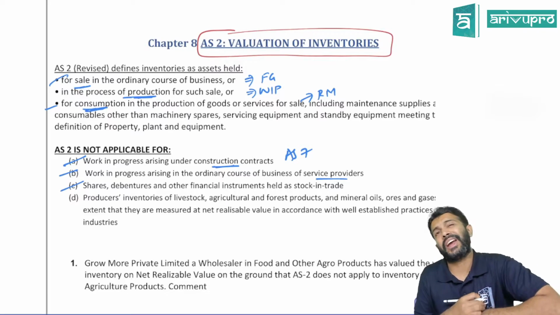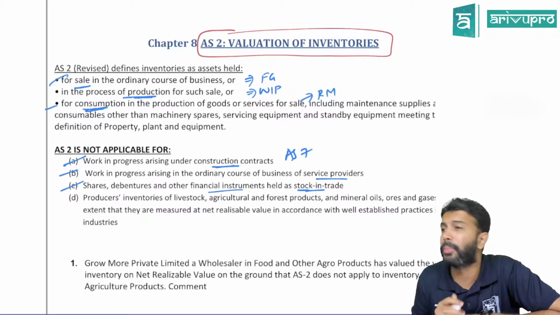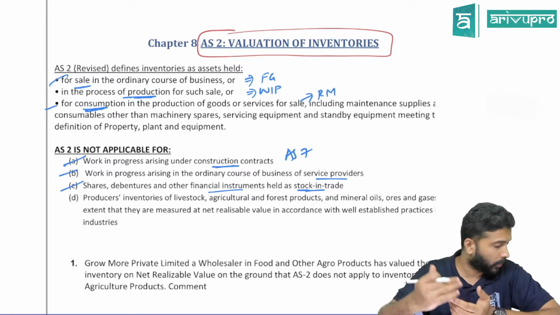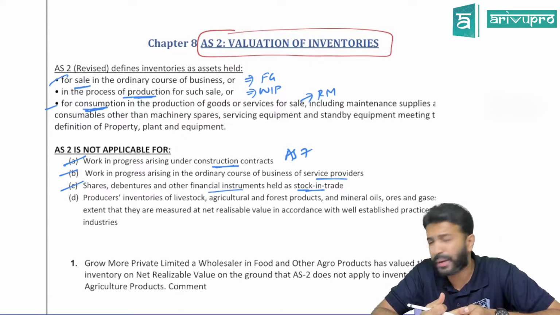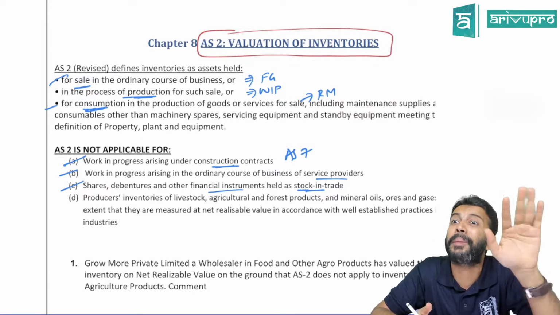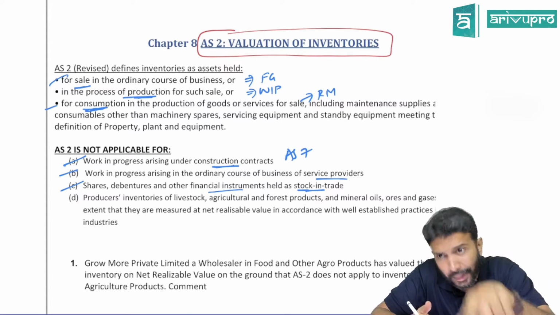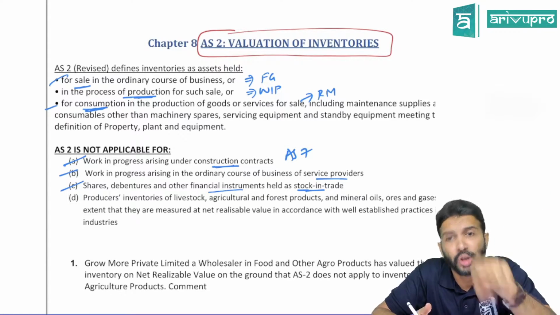If any shares or debentures are being held as stock in trade, broker. If you are a dealer in shares, you will know. Sometimes you will call up the broker and tell him, hey, buy 100 shares of Infosys on my behalf. I'll pay you the money later. And the broker will buy the shares. On whose behalf? Your behalf.